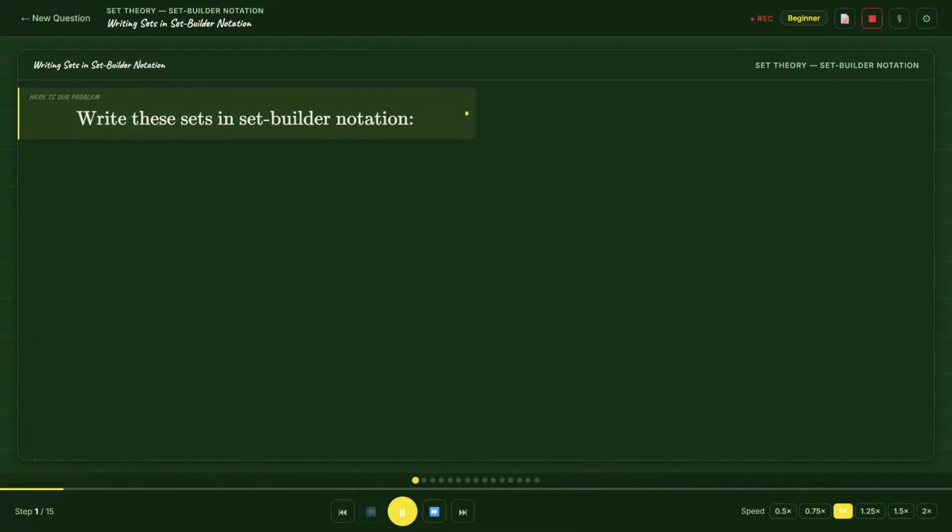Hello there. Today we have 6 sets, and we need to write each one in a special way called set builder notation. Don't worry, I'll show you how to do each one step by step.